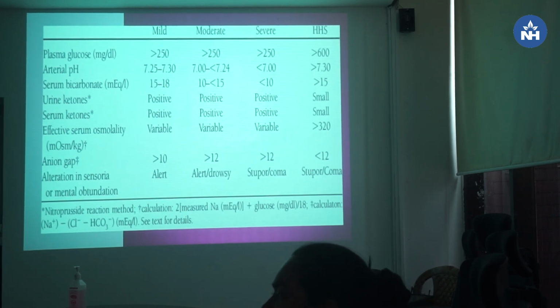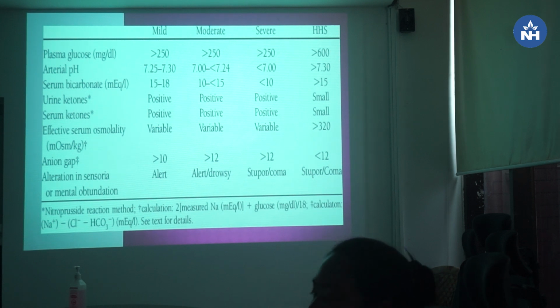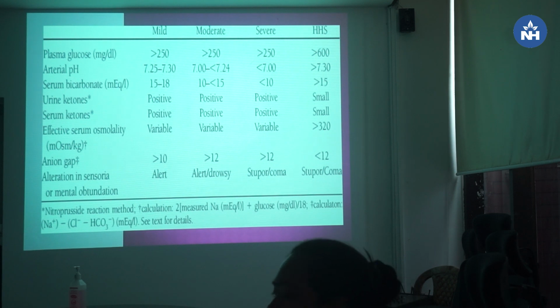Serum bicarb lies between 15 to 18 in mild, 10 to 15 in moderate, and in severe it's less than 10, whereas in HHS it's more than 15. Urine ketones are positive in DK, and in HHS present in small quantities. Serum ketones are positive in DK, but in HHS again small. Effective serum osmolarity is variable in DK, whereas in HHS it is more than 320. Anion gap is more than 10 in mild, more than 12 in both moderate and severe, and less than 12 in HHS. Alteration in sensorium: alert in mild DKA, alert or drowsy in moderate. Stupor or coma is seen in severe and HHS.